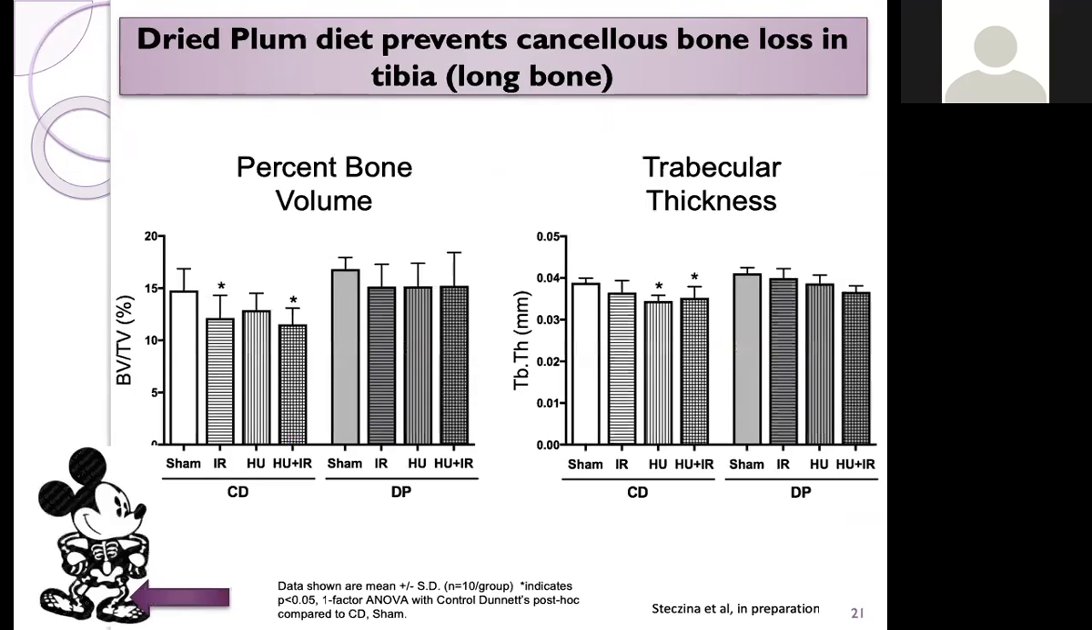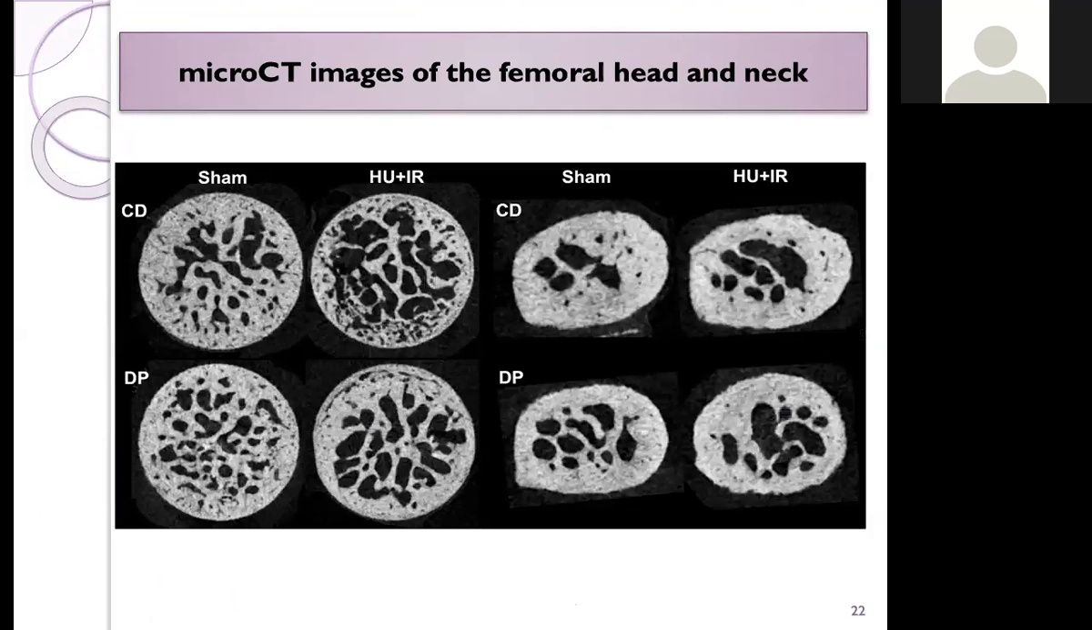Mice with the control diet after radiation, or the combination of HU and radiation, have a significant decrease in BV/TV, whereas mice with the dry plant diet don't sustain such a significant decrease. In terms of trabecular thickness, so the rods, you see also a decrease after exposure to HU or HU plus IR in mice with the control diet, but not in mice fed the dry plant diet.